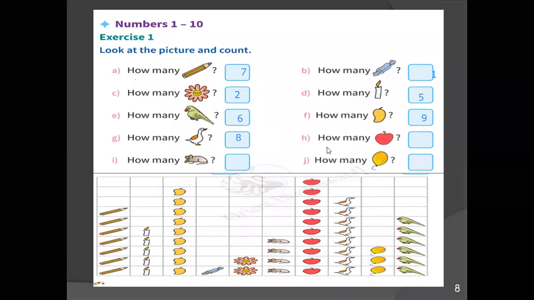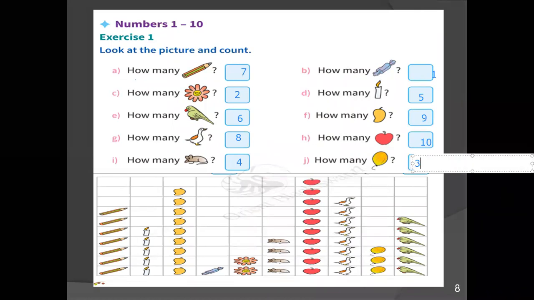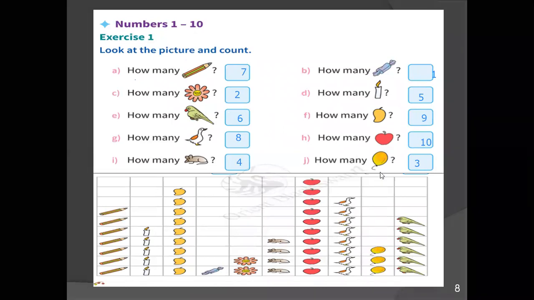Okay, now how many apple? 1, 2, 3, 4, 5, 6, 7, 8, 9 and 10. How many apples? Totally 10 apples. Yes, totally 10 apples. We are writing 10 here. Next, how many mice? 1, 2, 3, 4. How many mice? 4. Next, how many balloon? 1, 2, 3. How many balloon totally? Now it is 3. We will write 3 here. Totally, see 1, 2, 3, 4, 5, 6, 7, 8, 9 and 10. All the numbers are here. You can see all the numbers here. Yes, totally all the numbers had come from 1 to 10.